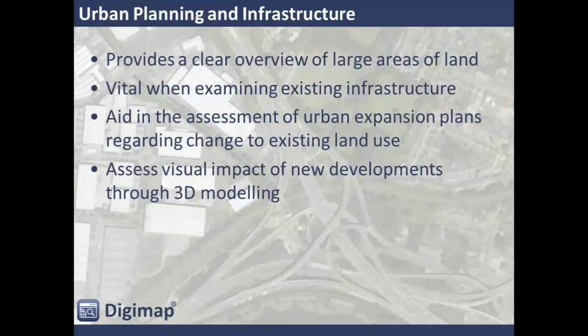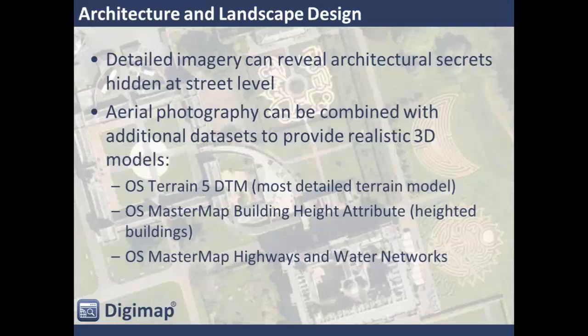Another area that aerial photography is useful for is in the urban environment, where aerial photography can be really important to understanding the existing infrastructure and the land use. And it's also possible through 3D modeling that the impact of proposed developments can be assessed on the environment. And much like urban planning, in the architectural area, with architectural studies, it's possible to combine multiple data sets taken from Digimap and use these to create really realistic 3D models so that you can assess the impact of changes to existing architecture. So there's a couple of data sets listed there that you could combine with the aerial photography to create some 3D models.